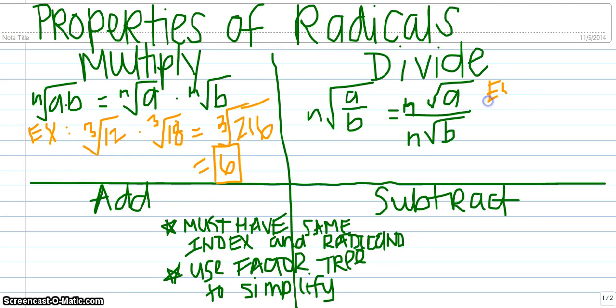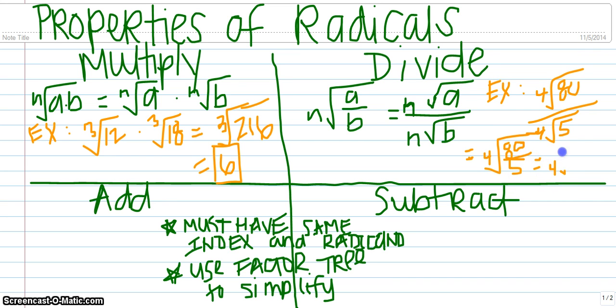So if we look at an example of this, I have the 4th root of 80 divided by the 4th root of 5. So go ahead and divide the inside. So I have the 4th root of 80 divided by 5, which simplifies to the 4th root of 16. Once again, this is one you need to have memorized, and the 4th root of 16 is equal to 2.